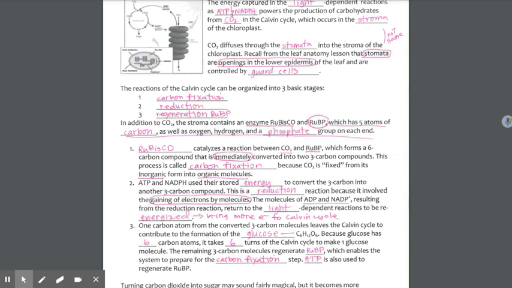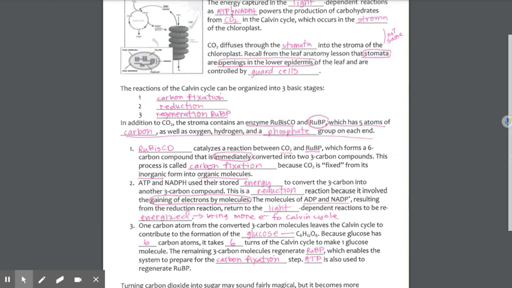So in addition to carbon dioxide, the stroma contains an enzyme called rubisco. That's the abbreviation. It's got a big long name that nobody cares about. We all just call it rubisco. So it contains the enzyme rubisco and this other molecule called RuBP, which has 5 atoms of carbon as well as oxygen, hydrogen, and a phosphate group on each end.